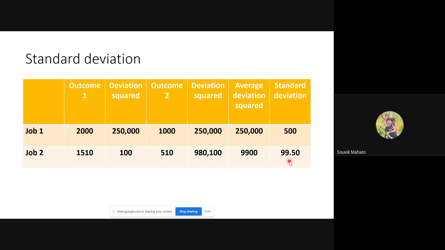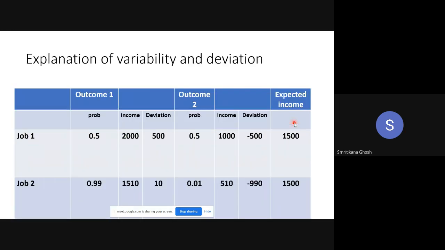Ma'am, for this table, how is it being calculated? Yes, it is calculated like this: square deviation, then average, and then standard. This is how you can calculate. But in real life, whether you can do that is something different. Because first of all, you have to know the probability. Otherwise, you cannot find your expected income. Now, whether you are getting the actual probability value, that is the question. But once you get this table, you can find these things.